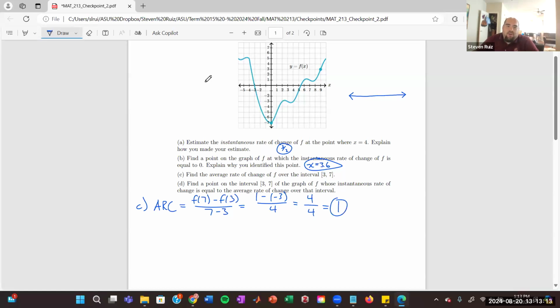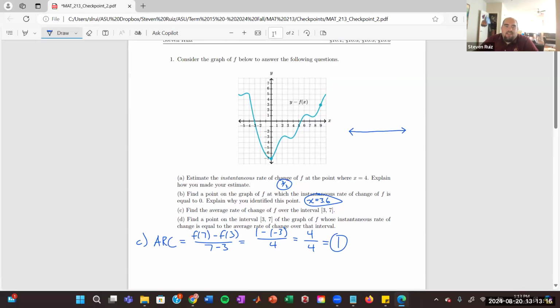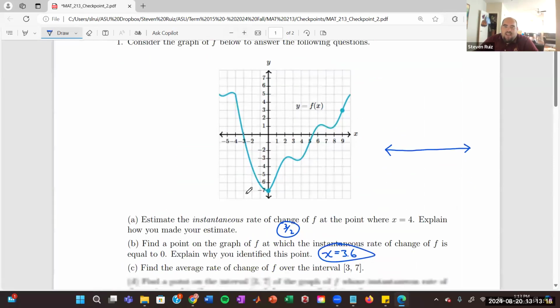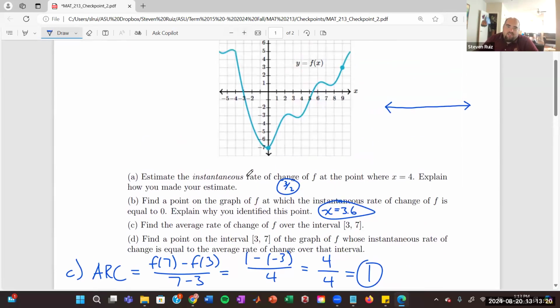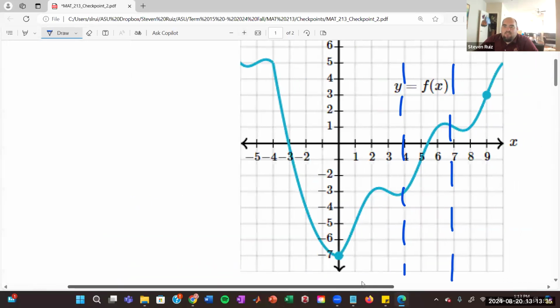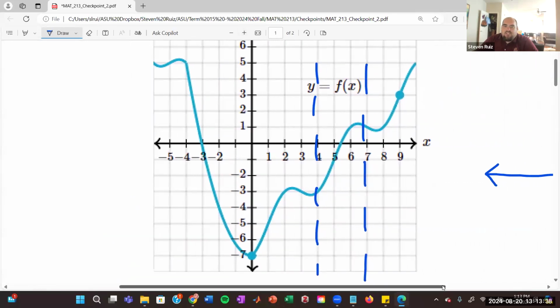All right, part D, find a point on the interval [3, 7] whose instantaneous rate of change is equal to the average rate of change. Okay, so I found the average rate of change, and I'm only looking over this interval here. So let's bookend this with some dashed lines. I would like to find a point specifically on this interval where the instantaneous rate of change is equal to 1. So what does a slope of 1 look like? It's going to look parallel to this.